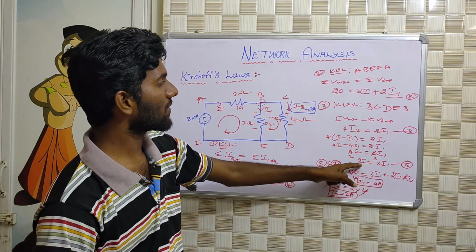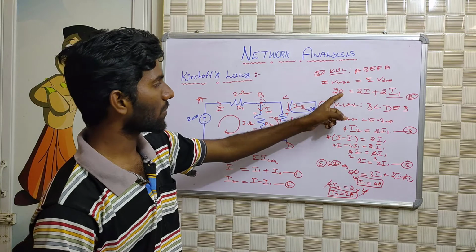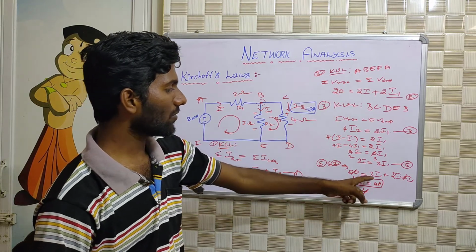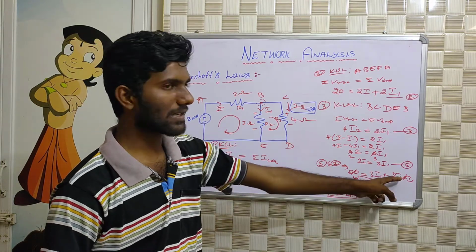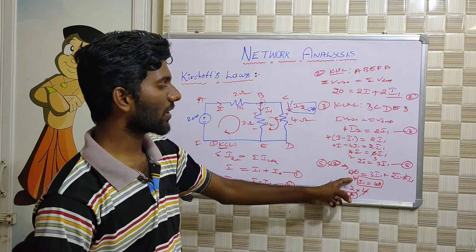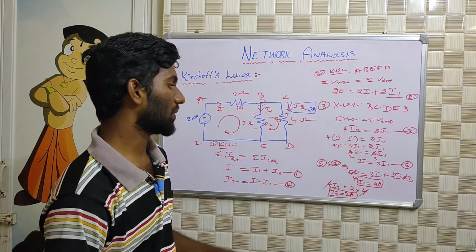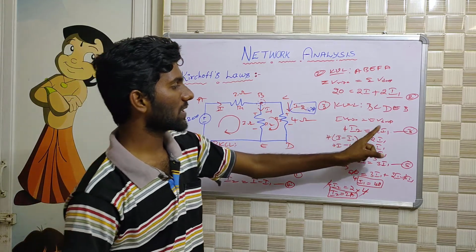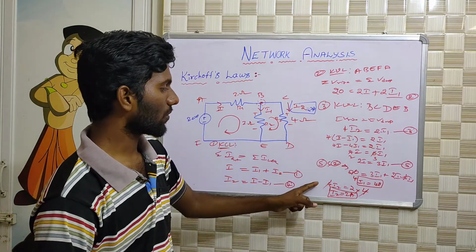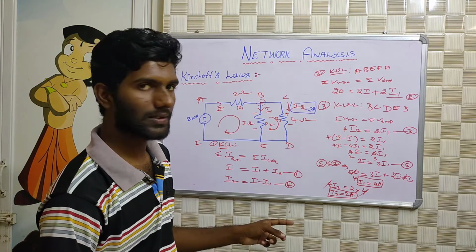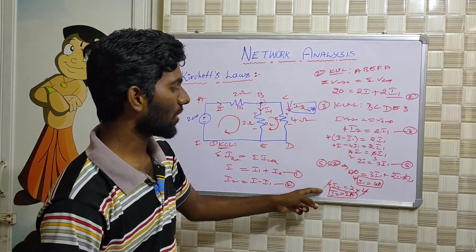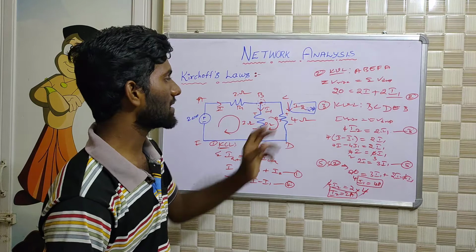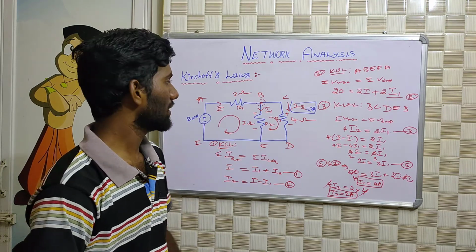So now substitute this equation number 5 in equation number 2. So 20 is equal to 3I1 plus 2I1, that is equal to 5I1. So we got I1 as 4 amperes. So we have from equation number 3, 4I2 is equal to 2I1. Substituting I1 in that equation, we got I2 as 2 amperes. So that is our final solution.